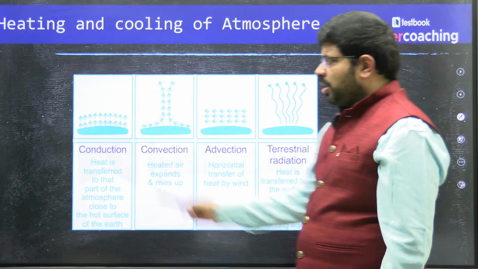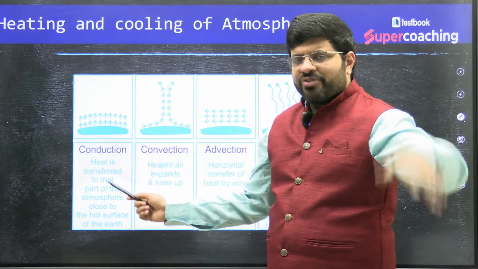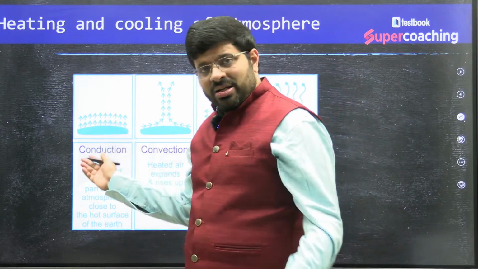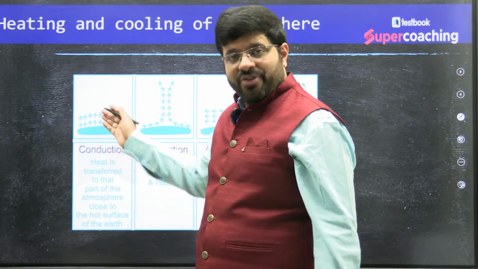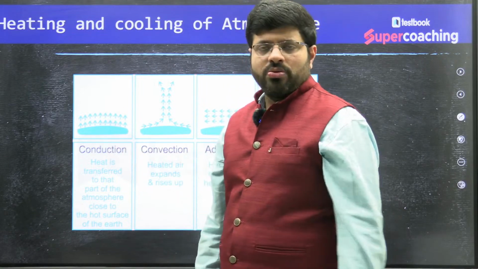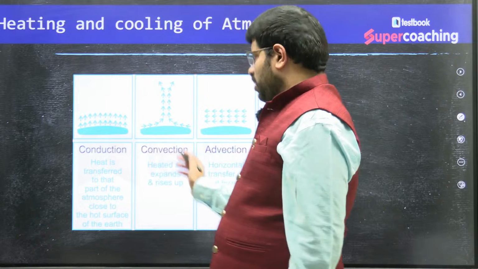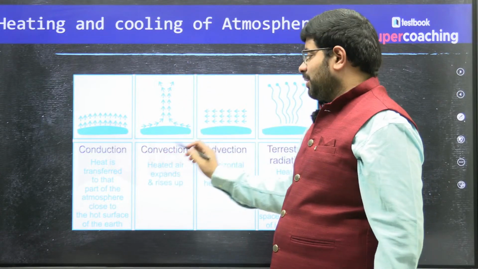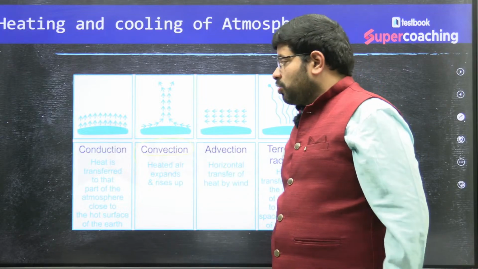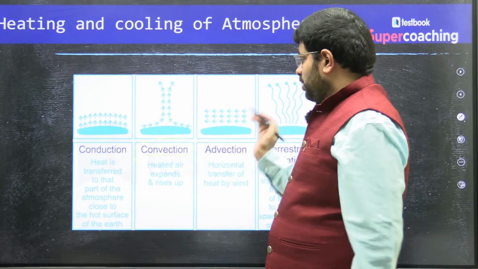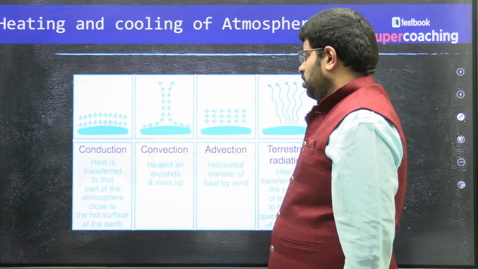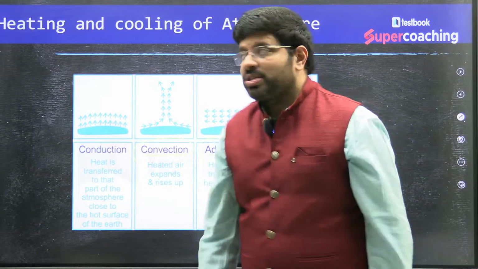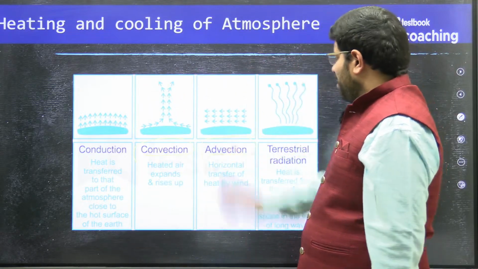As you can see, conduction is very, very near to the surface of the hot body, maybe here the sun, maybe here the earth's surface, maybe a volcano, very, very less at certain times. Air rising in the atmosphere to larger portions of the atmosphere, that is the convection process. So this is vertical, this is horizontal advection. So these are the three dominating methods through which our atmosphere is heated up and cooled down.